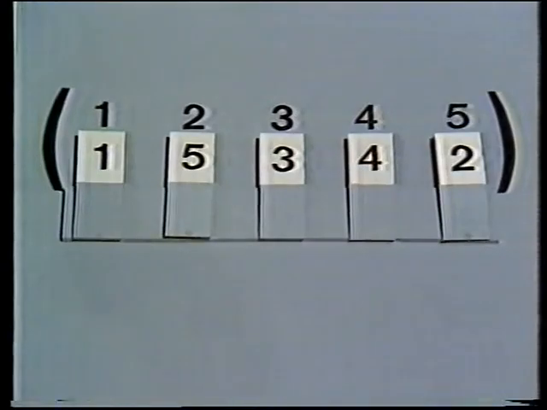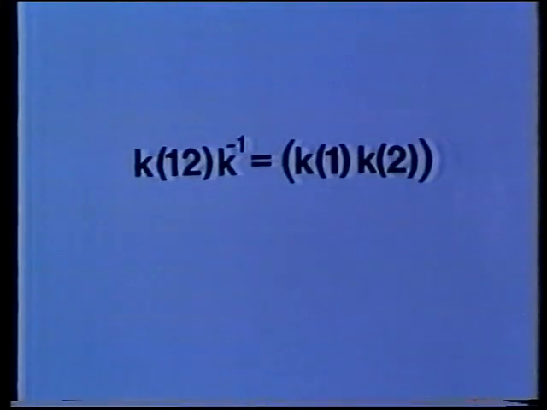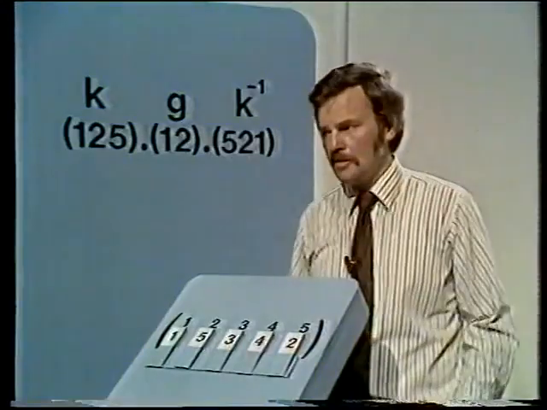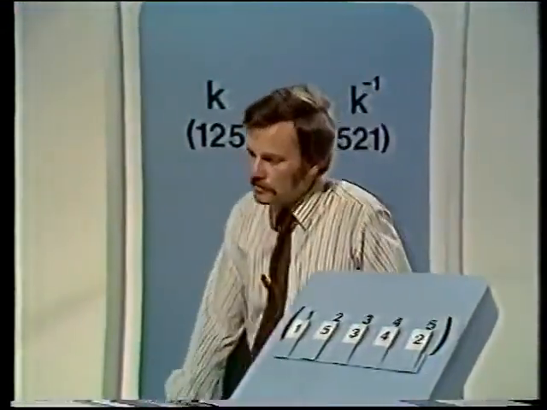And it turns out that this is exactly what will happen for any other choice of K. The conjugate K, 1, 2, K inverse, will be the transposition K of 1, K of 2. And what's more, if I start with some other transposition, I J, and form the conjugate K, I J, K inverse, it will be the transposition K of I, K of J. Well, let's look at this same technique now applied to other permutations.